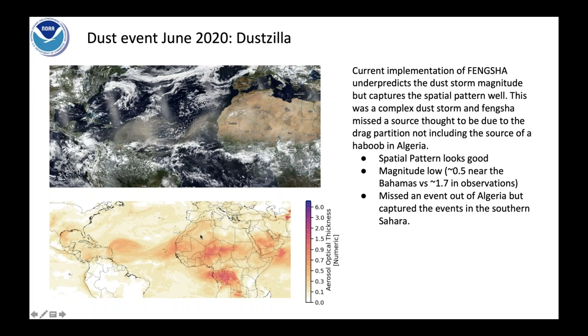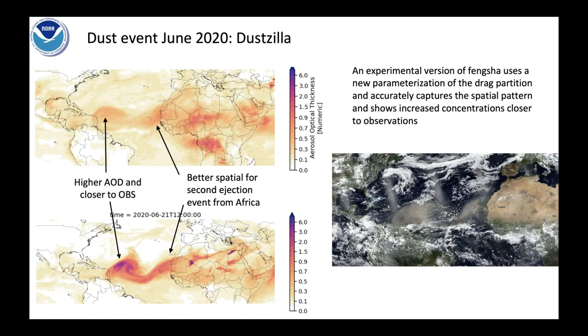And we believe that it's the drag partition that's driving this. And so we actually think it missed the dust source out of southwestern Algeria that kind of pushed down through Mali and then out. And so we've been working on updating the Fengsa dust emission scheme. And so we actually have an experimental version that's using this albedo drag partition. And what we can see is that we're capturing a better spatial pattern compared to observations, where it actually comes out over top of Cape Verde, where the old model actually showed the higher concentrations below Cape Verde.